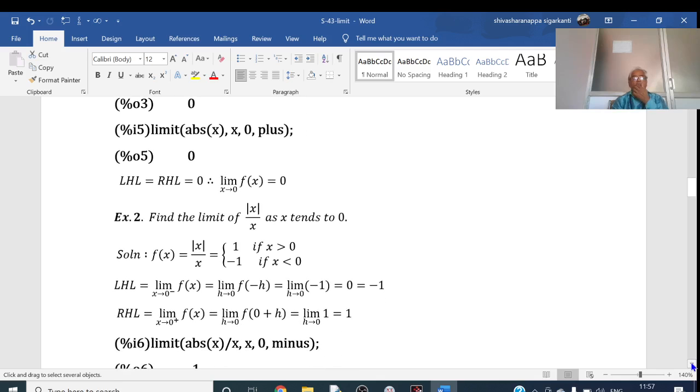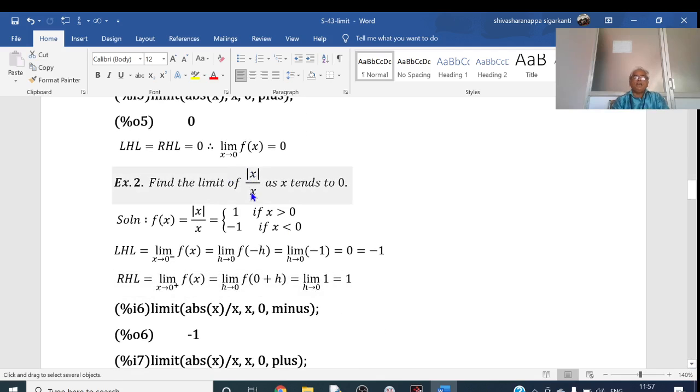Consider another example. Find the limit of mod x by x as x tends to 0. Here we know that if x is positive, mod x is x itself, so x by x is equal to 1. Suppose x is negative, if x is less than 0, then we write mod x as minus x. The x gets cancelled, and I am getting minus 1. So f of x equals mod x by x is defined as 1 if x is greater than 0, and minus 1 if x is less than 0.